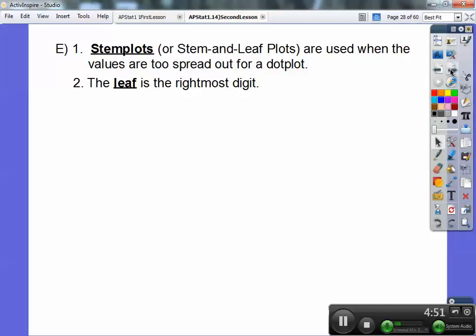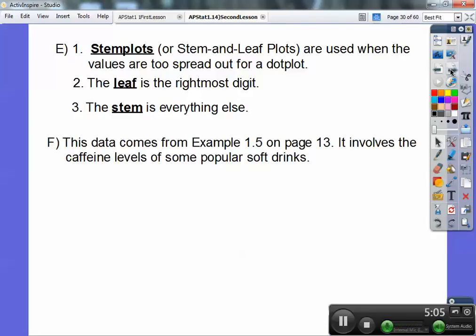Okay, and the leaf is the rightmost digit, so if I said 23, 3 would be the leaf. The stem is everything else, so 2 would be the stem. Say I had 125. 5 would still be the leaf, and then 12 would be the stem. Okay? All right, so this data comes from example 1.5 on page 13.